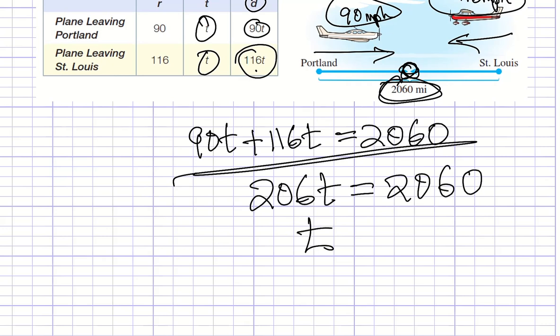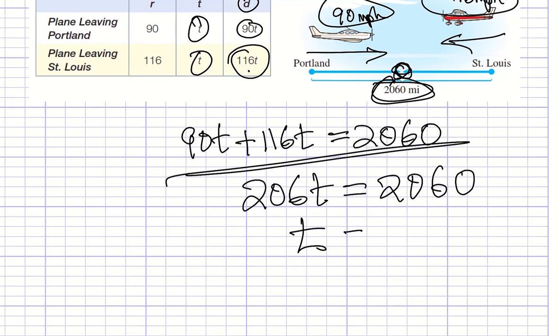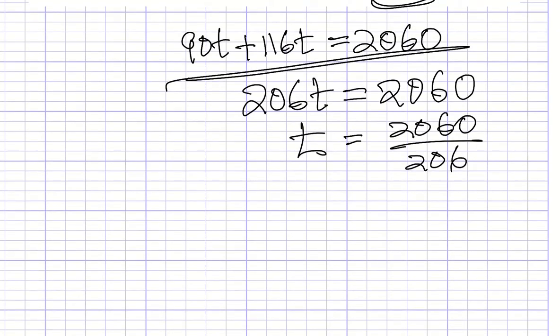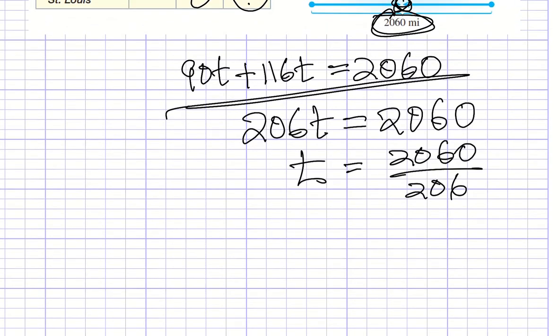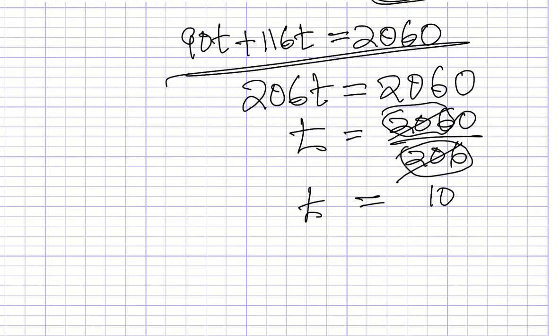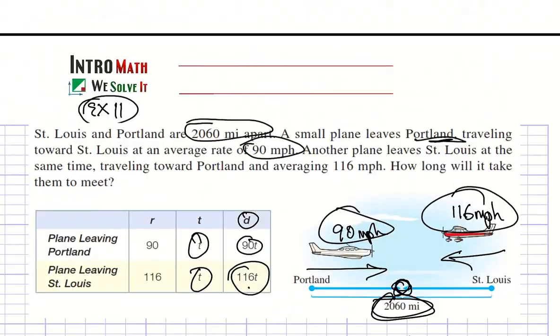Okay, you divide both sides by 206. Then you say 2060 divided by 206. Once you do that, you notice what is going on. 2060 is like 206 times 10. So you cross this out, and you get 10. So t will be 10. Okay, that's all that is saying. So it would take the two planes 10 hours to meet, because t is hours. That's all that is saying, man. It would take them 10 hours to meet, and we're done with this one here.